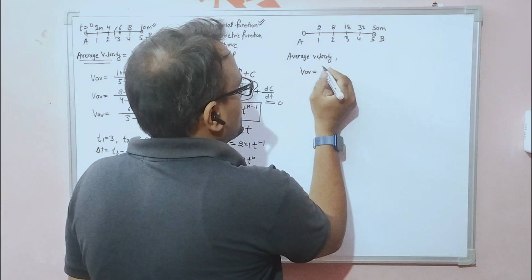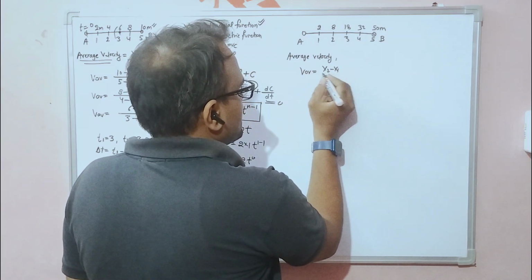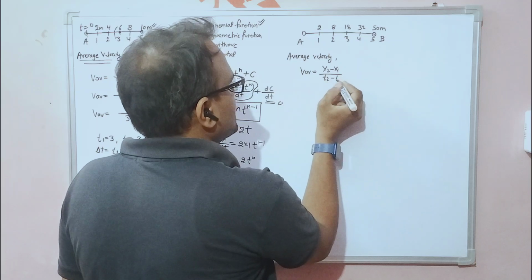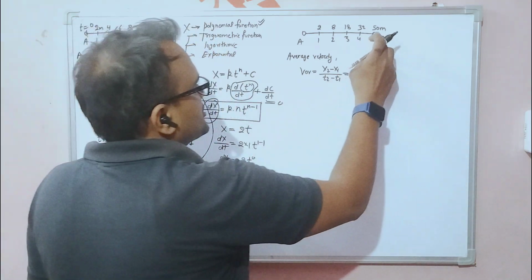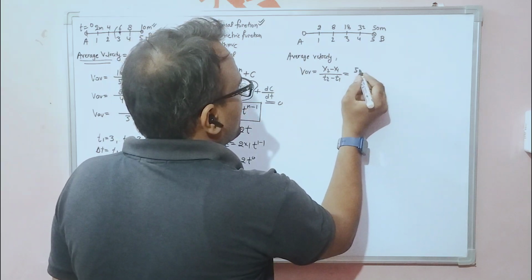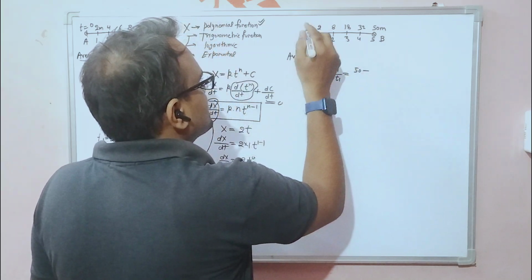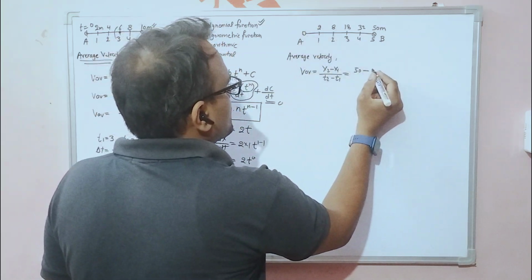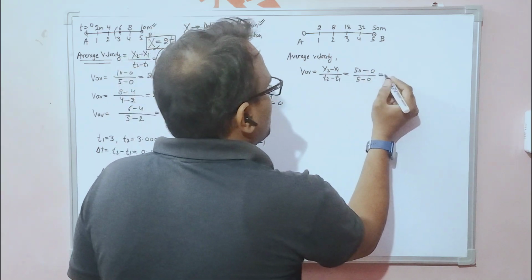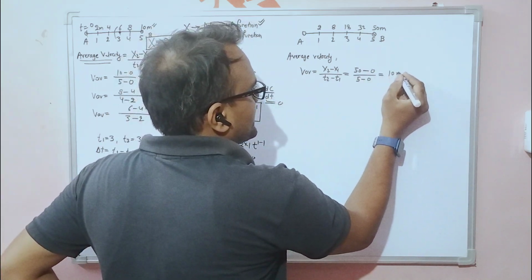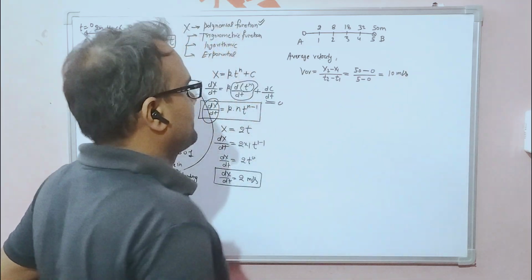V average is equal to x2 minus x1 upon t2 minus t1. So here let's assume x2 is this point, so it is 50, and x1 is this point, so it is 0, and it is 5 minus 0. So it will give me the value 10 meter per second.